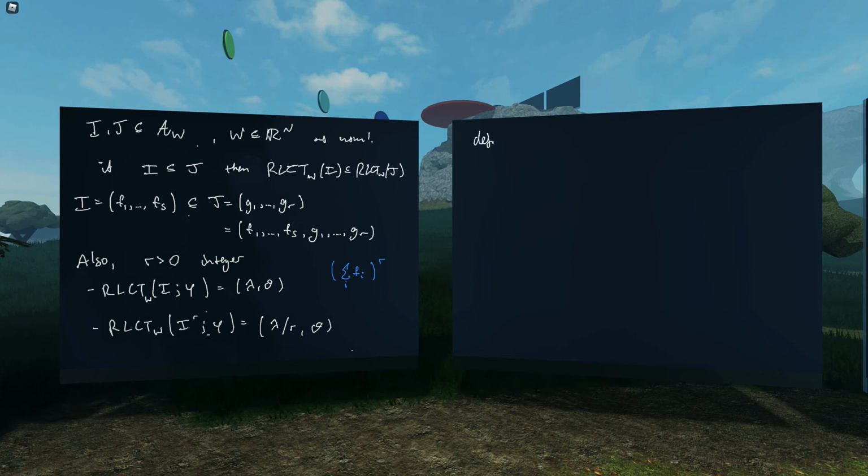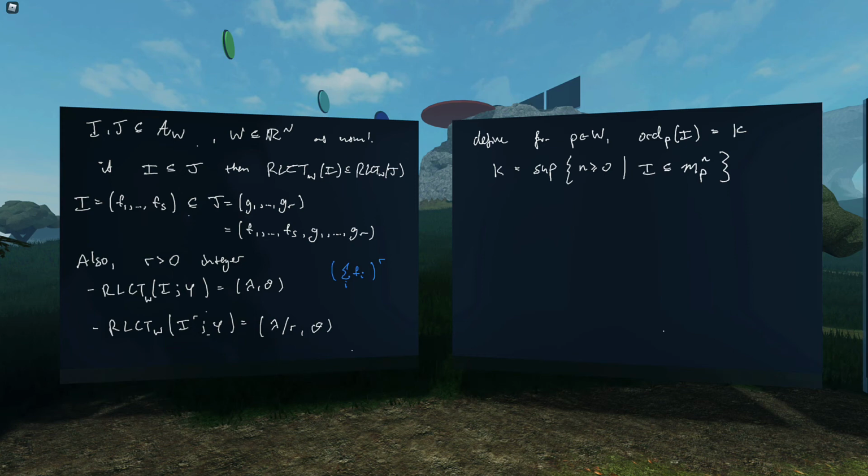so define, for an ideal and a point P in W, the order at P of your ideal equals K, where K is the supremum over N such that the ideal I is contained in the maximal ideal at P to the power of that number N. And so for a function, this is just your usual order of vanishing.